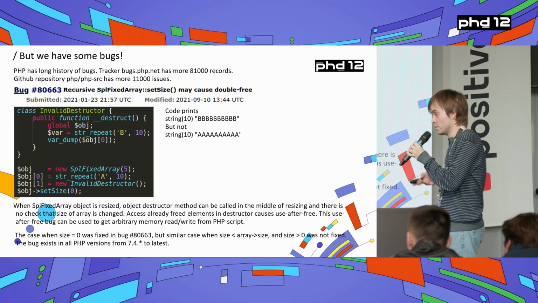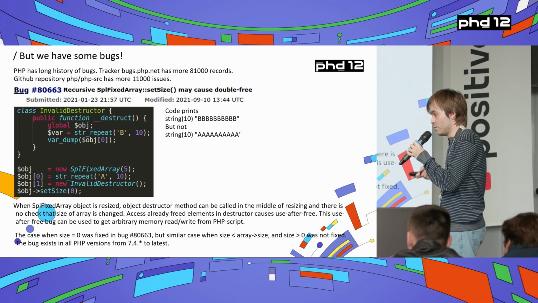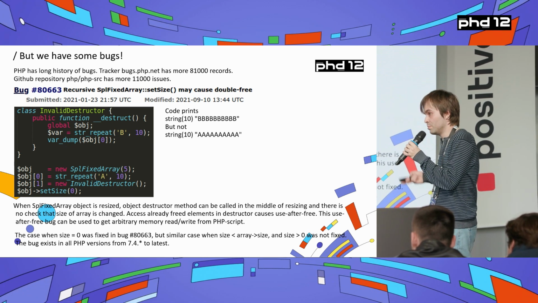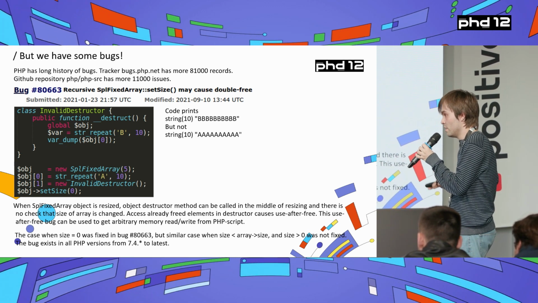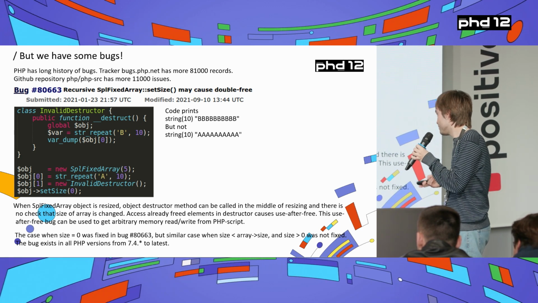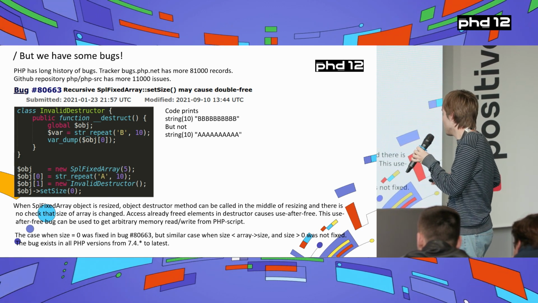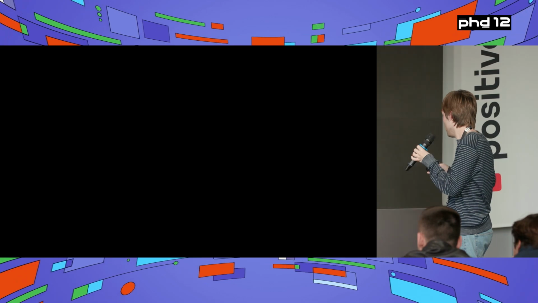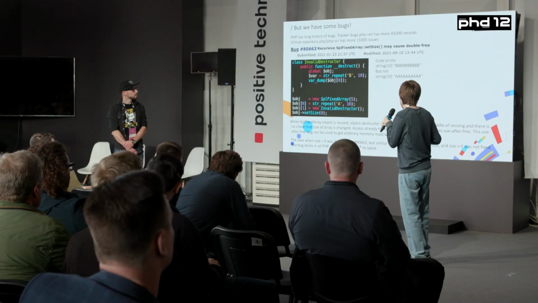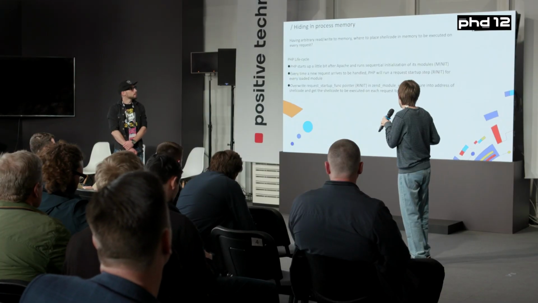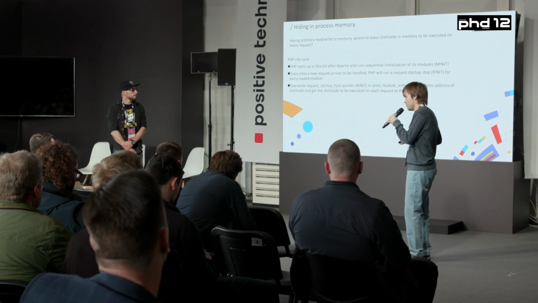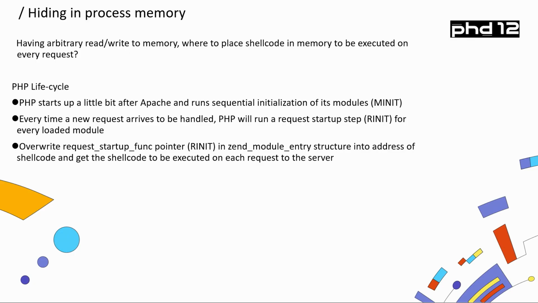The case when the size was 0 was fixed in bug #80663. A similar bug is present in all other versions of PHP. Okay, having read and write access to process memory, where do we put the shellcode in memory to be executed on every request?